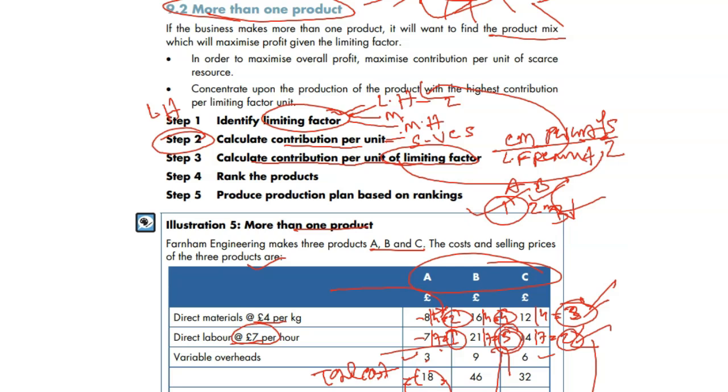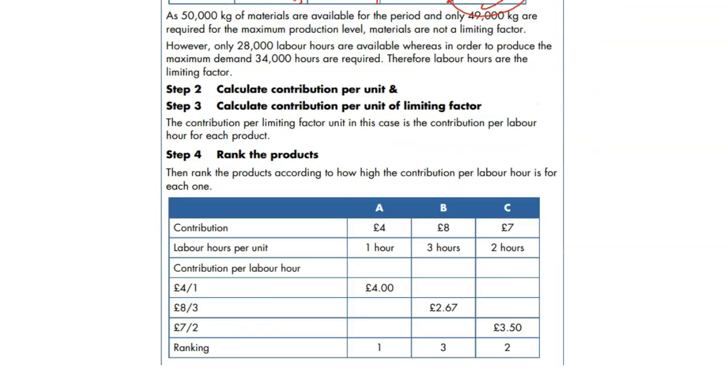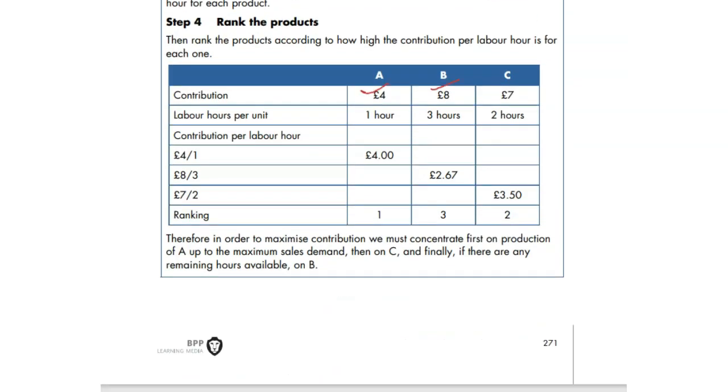Now, calculate the contribution per unit of limiting factor. Contribution divided by limiting factor. Contribution is already given, divided by the limiting factor, which is labor hours per unit. Here 1 hour is needed, here 3 hours are needed, and here 2 hours are needed. This working is done at the bottom because it's an example. The contribution is 4, and labor hours, 1 hour needed. So 4 divided by 1 equals 4, contribution per limiting factor. Then 8 divided by 3 hours needed. It's contribution per unit divided by limiting factor per unit.